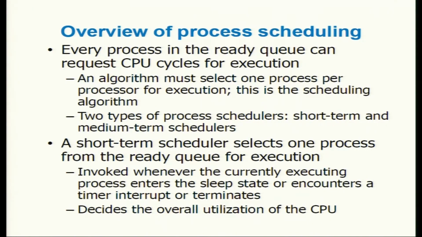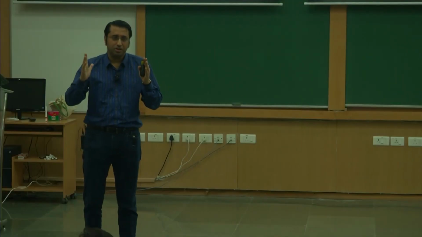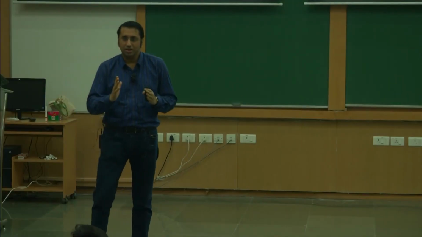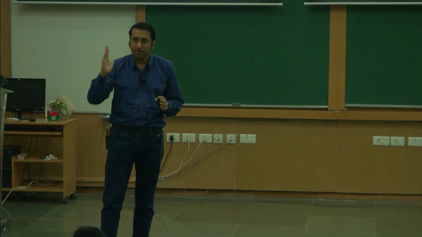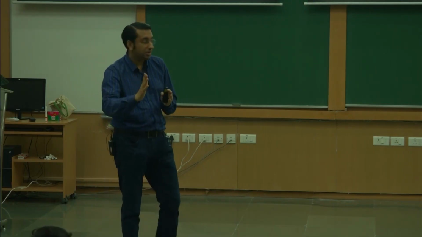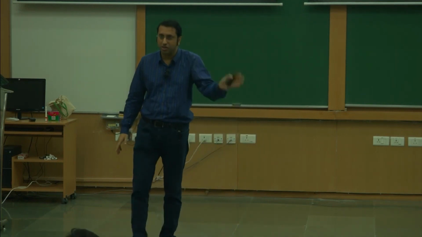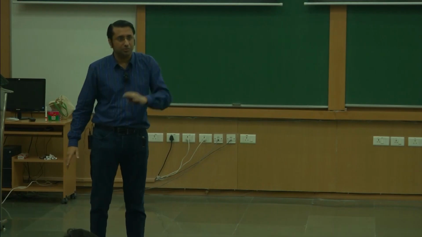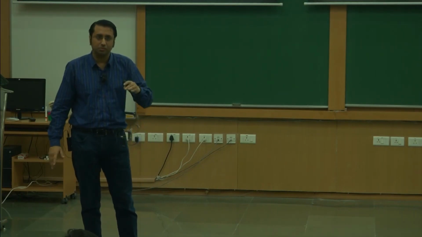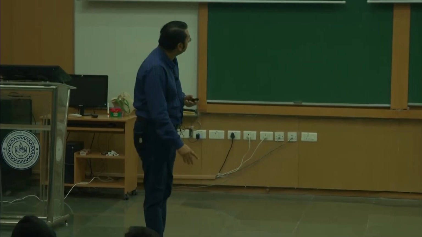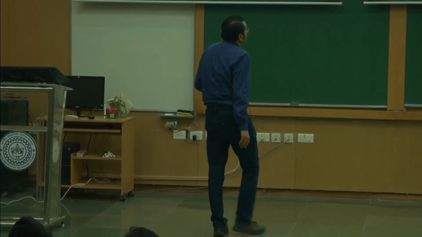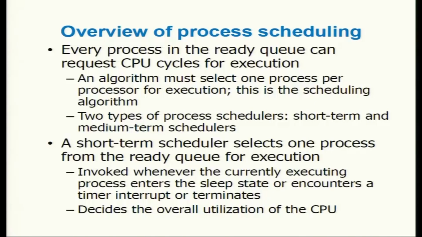So timer interrupt is something which comes periodically. For example, there is a fixed timer interval which is programmed by the operating system, and every such interval a timer interrupt comes. And whenever this interrupt comes, the currently running process will have to be rescheduled, and the kernel will do something and may reschedule the same process or may schedule a different process. And this scheduler decides the overall utilization of the CPU, because the process you choose determines how well the CPU gets utilized.